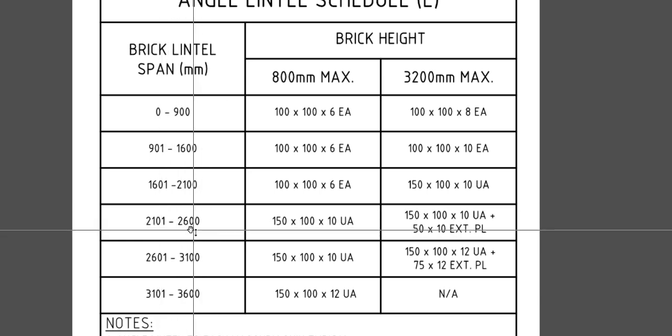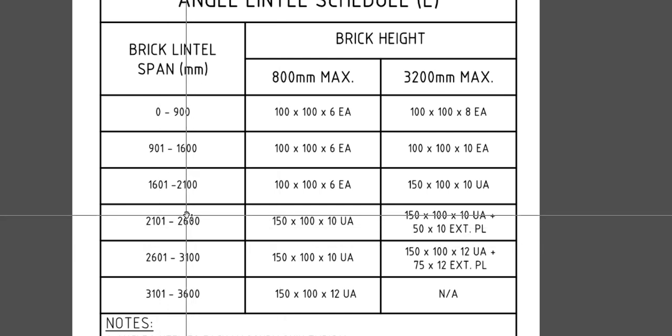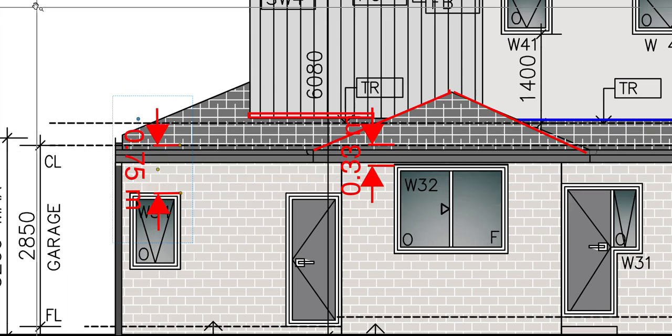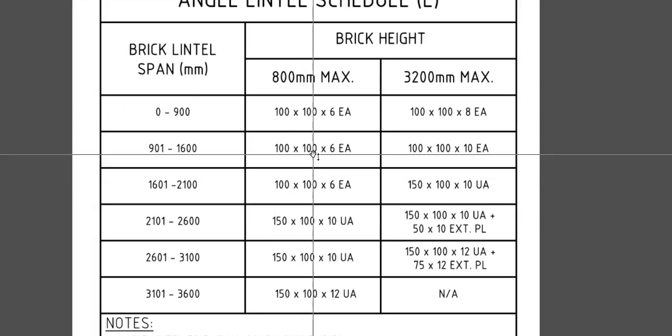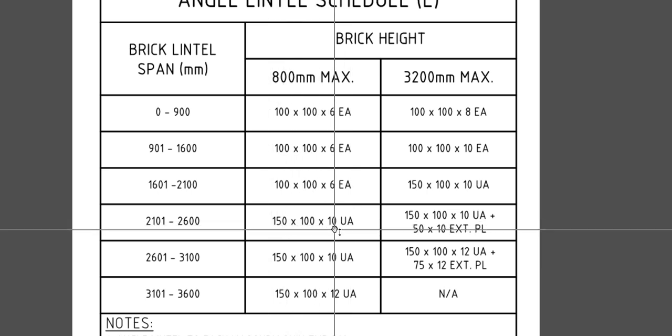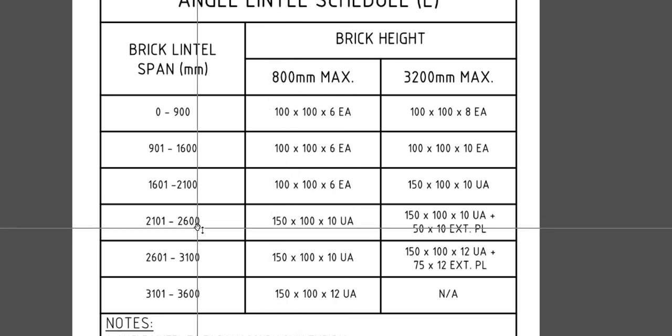Now in this span, if your window is here and you have 750 of brickwork above it, you will choose a 150 by 100 by 10 UA section and take the prices accordingly.